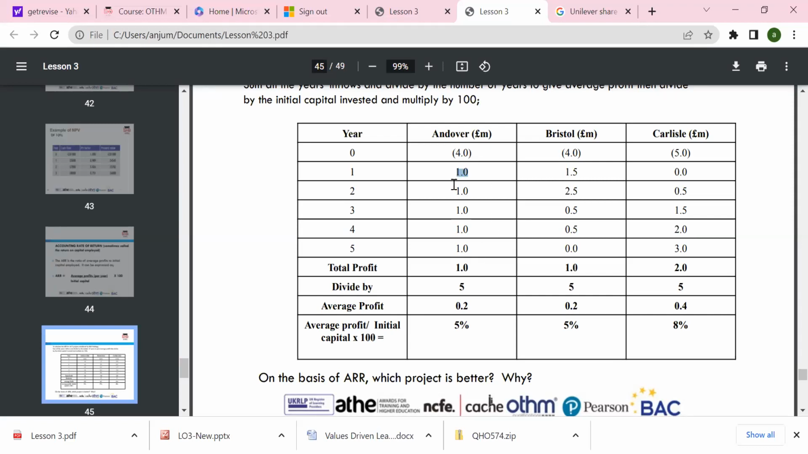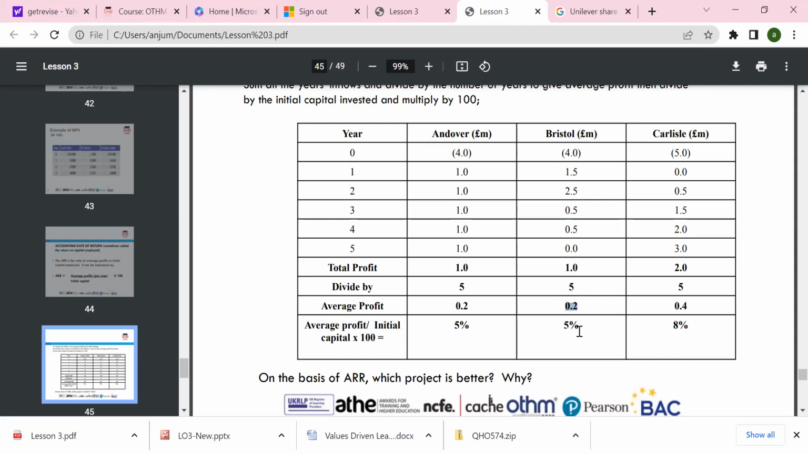So we are getting 5 million. We invested 4 million, so 5 minus 4, 1 million is your profit. We are getting 1 million profit in 5 years. You divide by 5, so we get 0.2. The average profit of 0.2 divided by 4 times 100 gives us 5% profit.